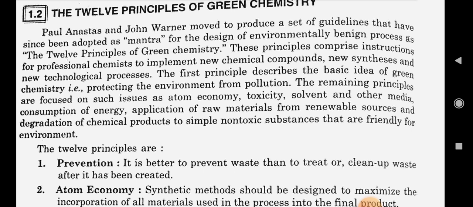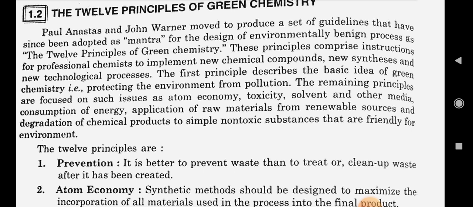The first principle describes the basic idea of green chemistry, that is, protecting the environment from pollution. The remaining principles are focused on such issues as atom economy, toxicity, solvents and other media, consumption of energy, application of raw materials from renewable sources, and the degradation of chemical products to simple non-toxic substances. They are friendly for the environment.